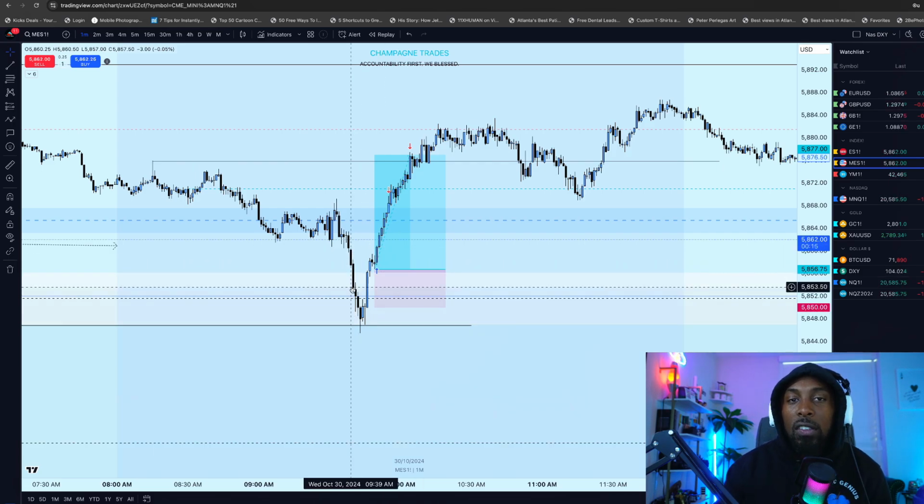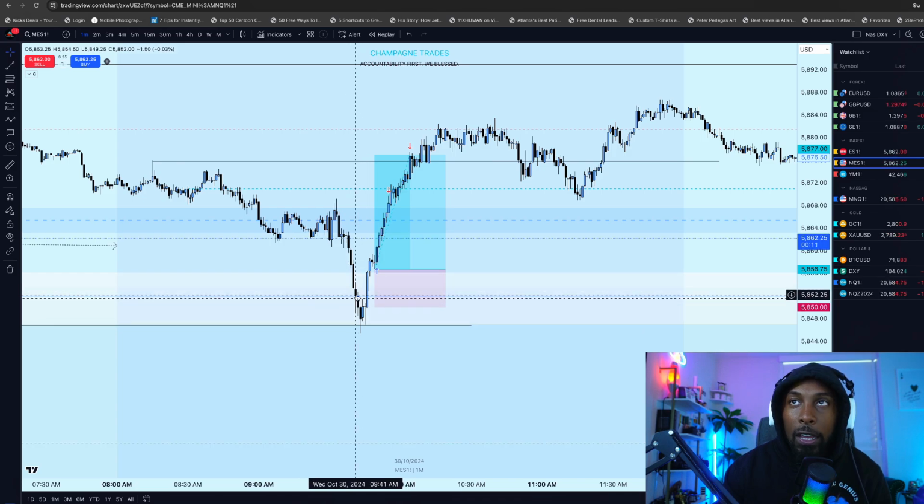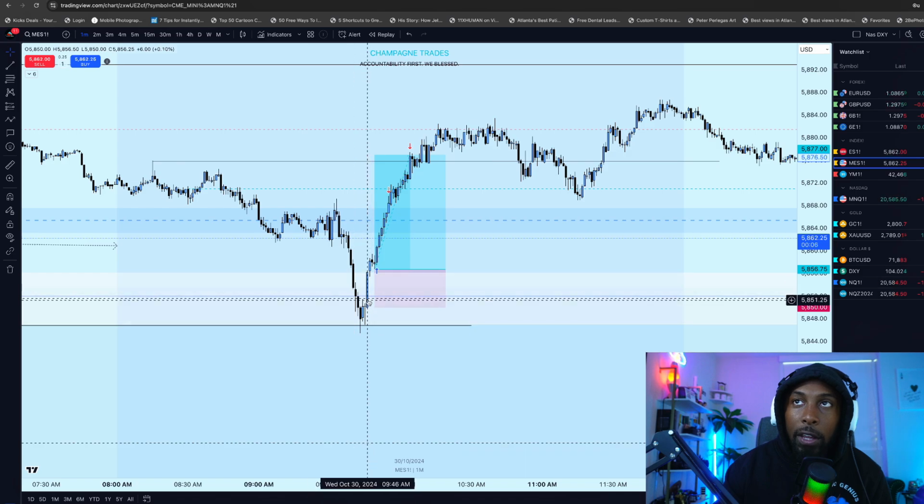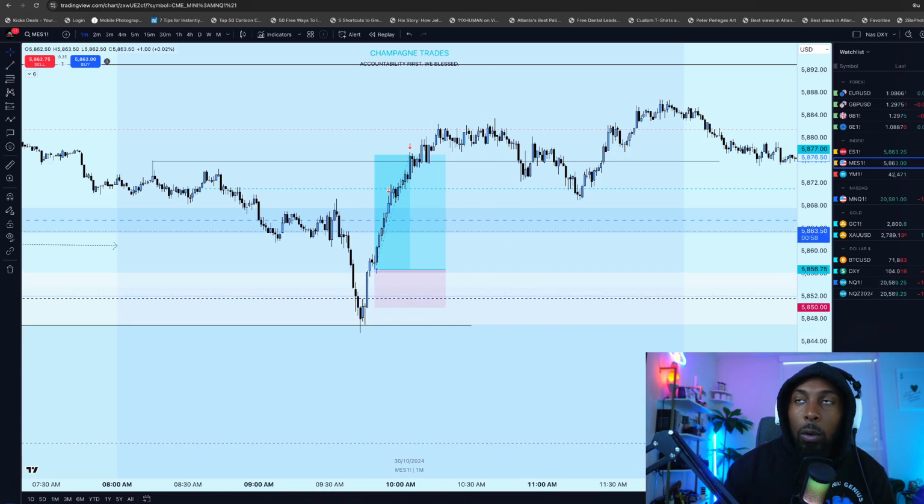First thing I'm looking to see is what on the left side of the curve is getting invalidated. So let's just look at it. We have a volume imbalance here, a fair value gap here. Look how it gets ran through. We also have another one here, and then we have this swing high being displaced. And this swing high is actually a breakaway gap.